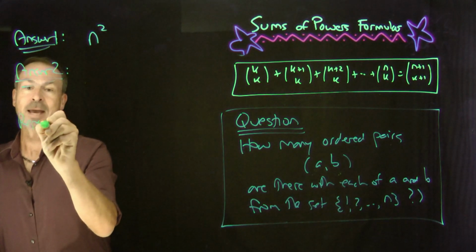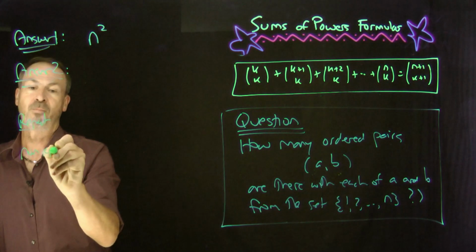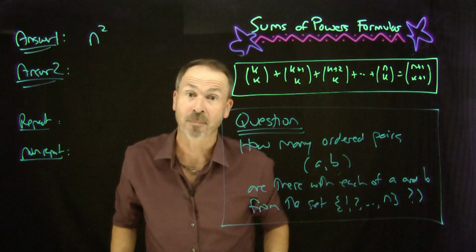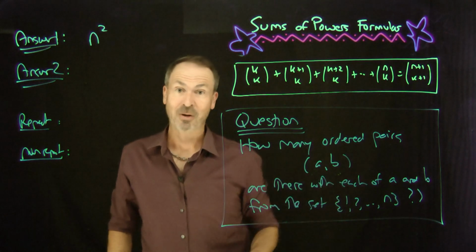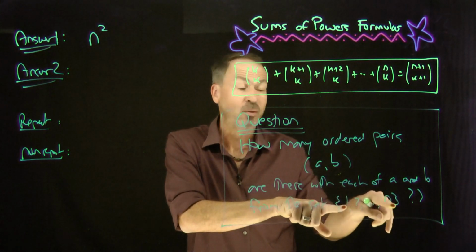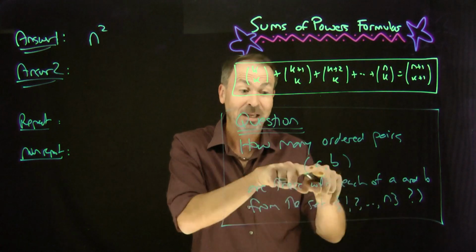Repeat numbers, repeat pairs, and non-repeat. I'll write it that way. So how many pairs are there with a repeated number? 1, 1, 2, 2. What I can do is choose which of these values I want, choose one of these values and then use it by repeating it.